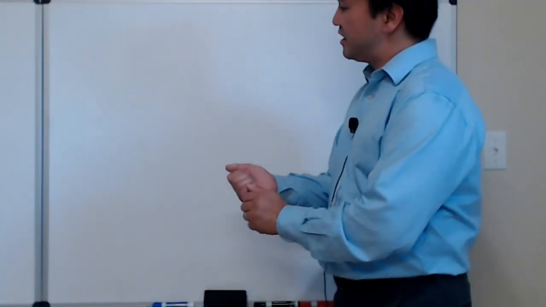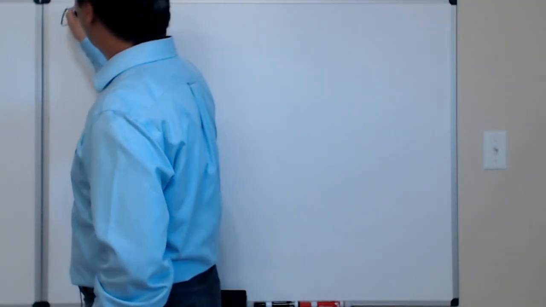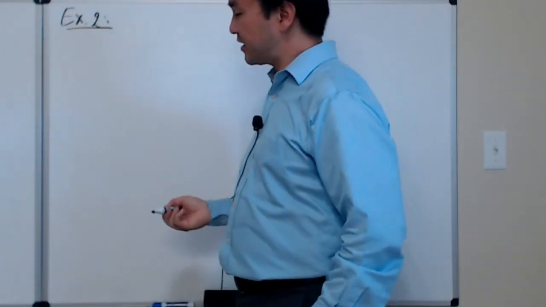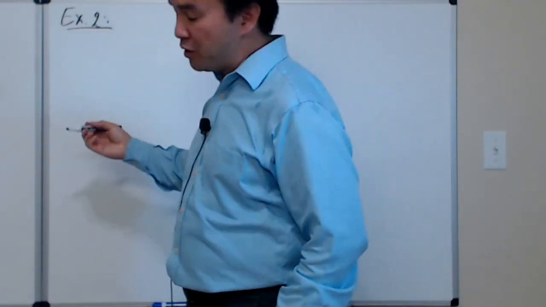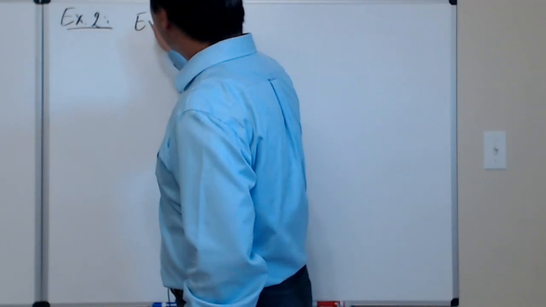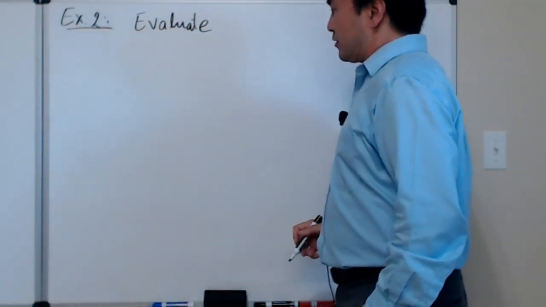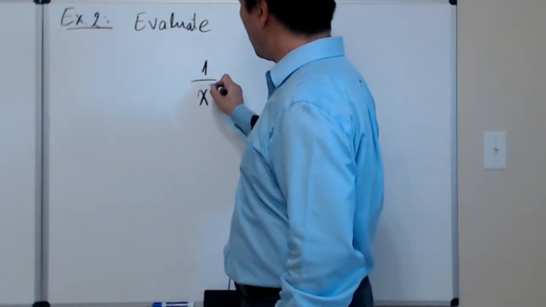Right, so here we are now at our example 2. In this example 2, there's actually only one standalone example on its own right here. But let's evaluate. It has its own specialty. So how about our function here is 1 over x squared.